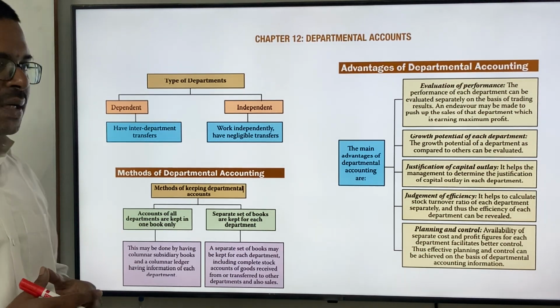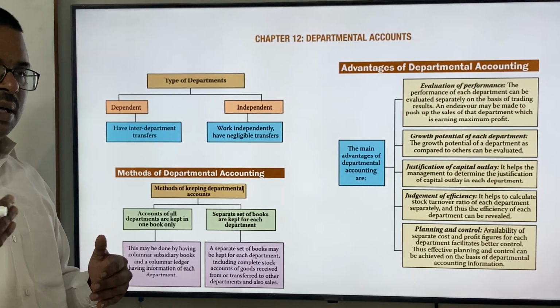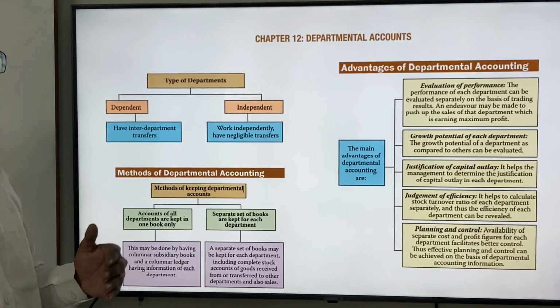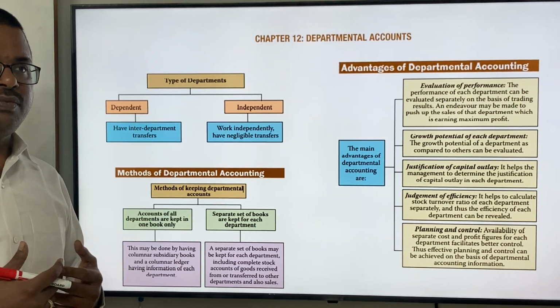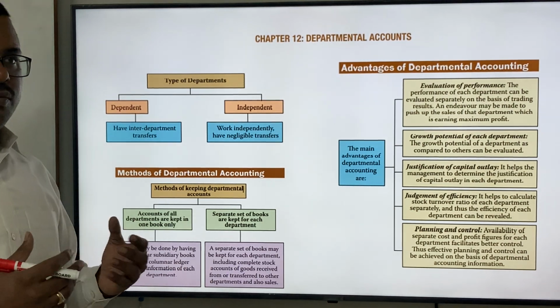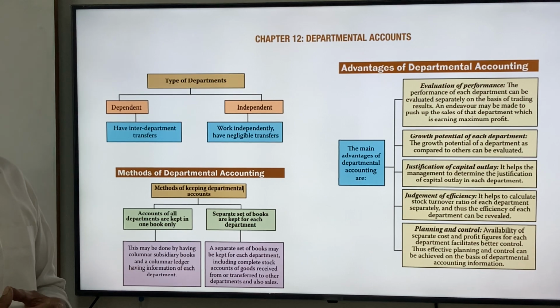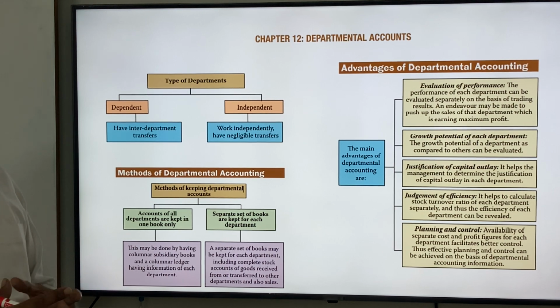In case of dependent departments, the dependency of that particular department on another department is high. So here we will require a basis of allocation of expenses among departments so that we can evaluate the performance of the respective departments and we can have control of profitability based upon the departments.